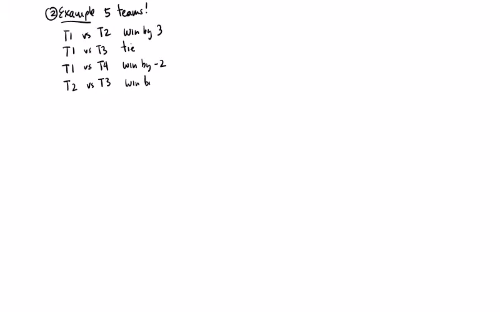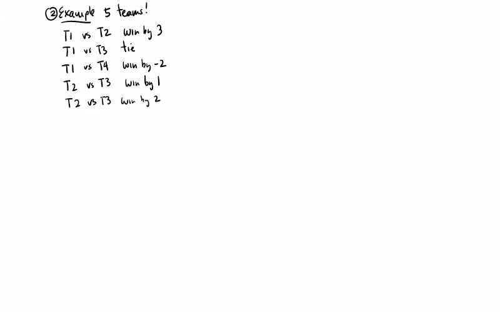So we'll have 5 teams and a list of games. Team 1 versus Team 2, we'll say win by 3. Team 1 versus Team 3, we'll say tie. I'm pulling this straight out of the book, so it's easy to reference. Team 1 and Team 4, win by -2. That's a loss. That's okay. Team 2, Team 3, win by 1. Team 2, Team 3, win by 2.